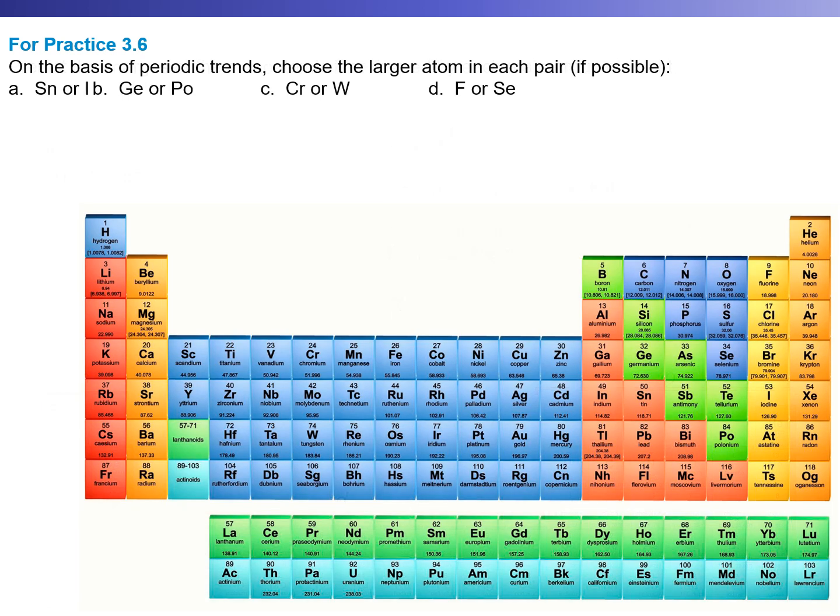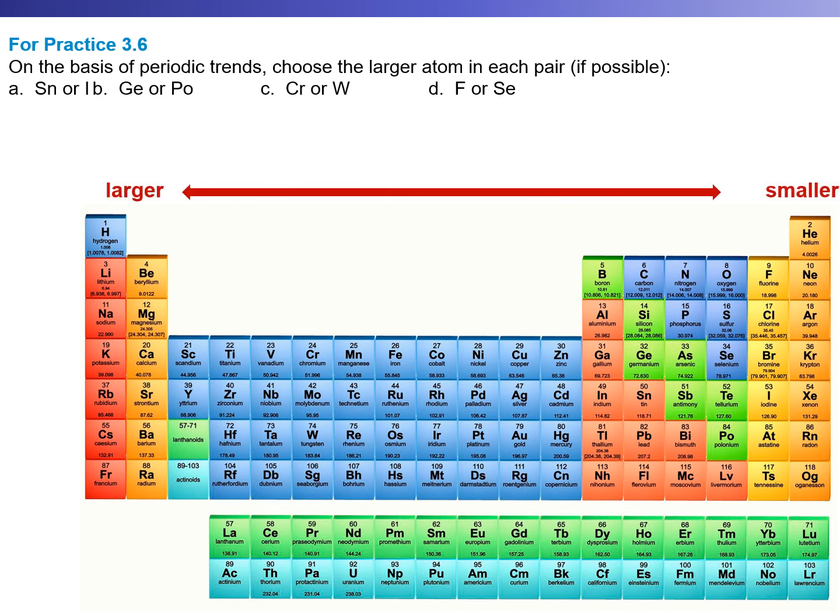In question 3.6, they want us to determine which is the larger atom in the pair that we're given, and we're going to make that determination looking at the periodic table. So we have to know some trends. So what are the trends? Well, one of the trends is that elements off to the left are larger than the elements off to the right. So within a row, the element that is off to the left is larger than the one off to the right. Now, why is that?